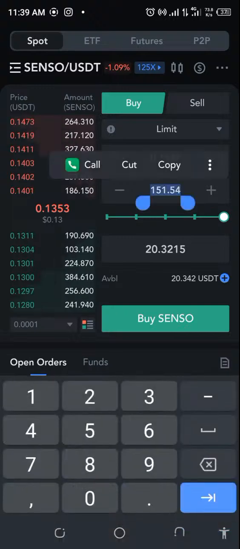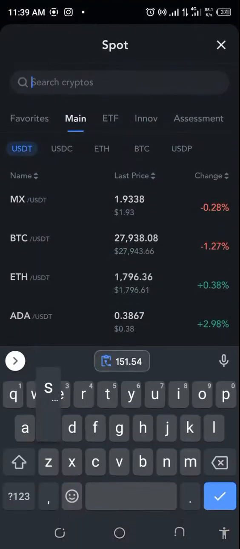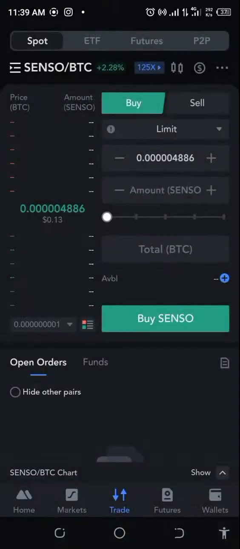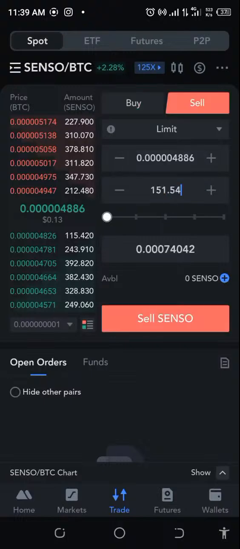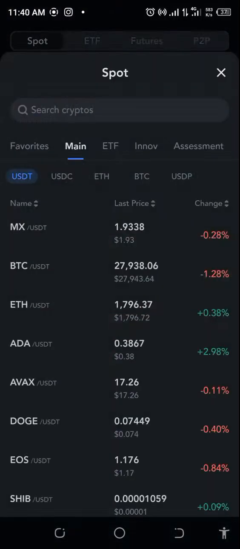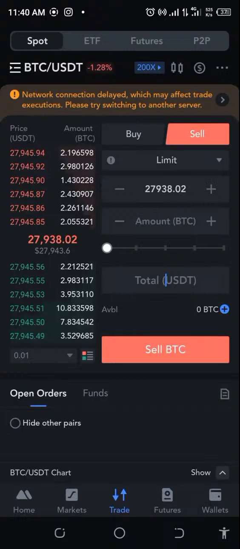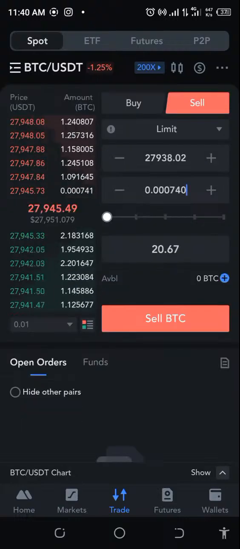Okay, let's copy that, and then let's quickly change this to BTC Senso BTC. So let's quickly change that and see what we get. Okay, so we put that in there, and then we copy that out, and quickly go over to BTC. All right, and then check what we have. So we're selling to BTC, and then we'll see. Oh, we get 20.67. Looks good, from 20.32 to 20.67.